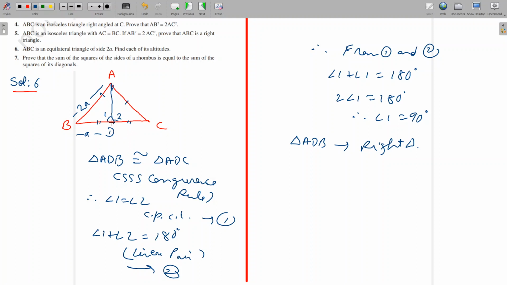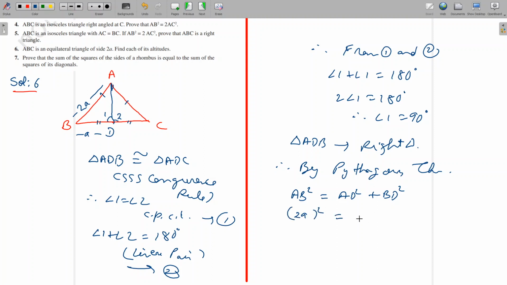Opposite to 90 degrees is always the hypotenuse. So AB will be the hypotenuse. Therefore, by Pythagoras theorem, we will have AB square is equal to AD square plus BD square. AB is 2A, so 2A whole square equals AD square, as that is what we have to find, plus BD square, and BD is A, so A square.